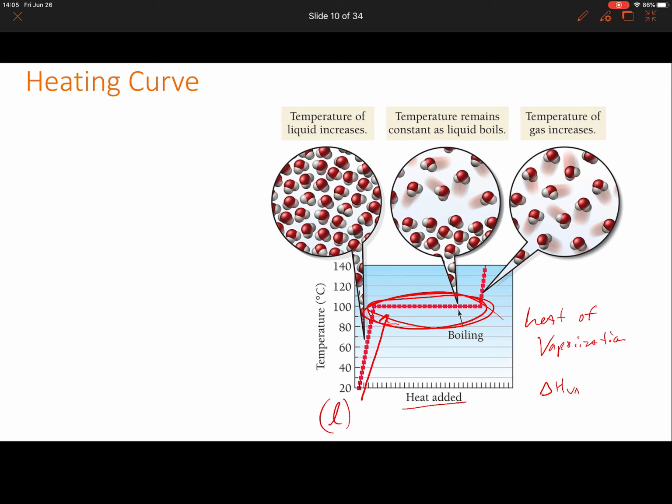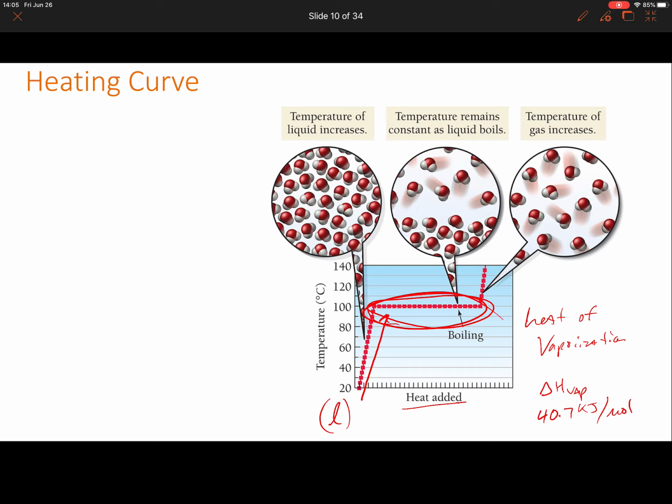Delta H vap, the heat of vaporization for water, happens at the normal boiling point, so it's 100 degrees Celsius, and it actually needs 40.7 kilojoules per mole. So when you've got to the right temperature, you still have to put in 40.7 kilojoules per mole for every mole of water, every 18 grams of water that we're turning into a gas.